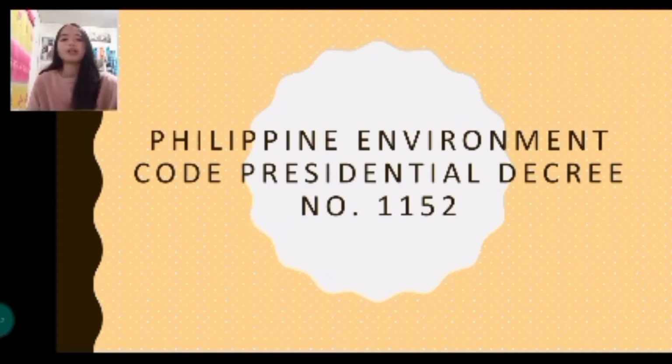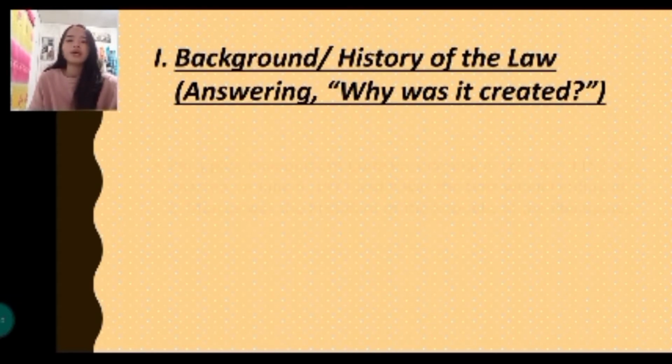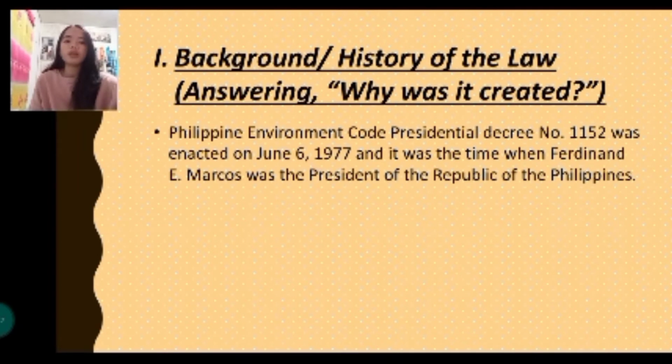Philippine Environment Code, Presidential Decree number 1152, is the topic that has been assigned to us. So for the background, Philippine Environment Code Presidential Decree number 1152 was enacted on June 6, 1977, at a time when Ferdinand E. Marcos was the President of the Republic of the Philippines.